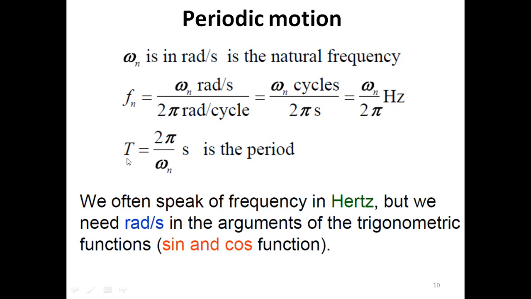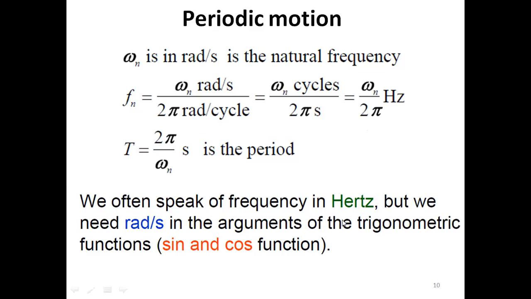Capital T is the time period. Time taken to complete one cycle or one vibration is the time period. Time period is the inverse of the frequency f. Capital T is equal to 1 over f, or capital T is equal to 2 pi by omega n. Its unit is second.